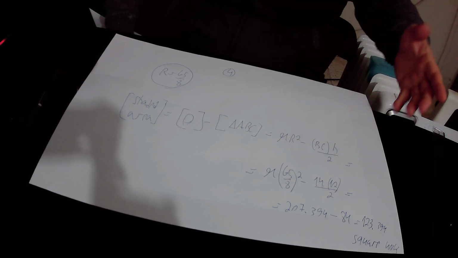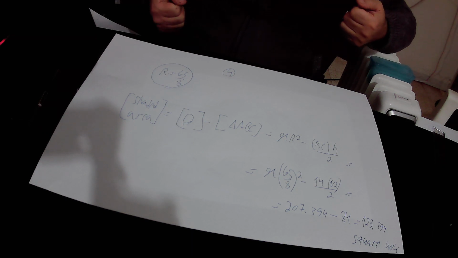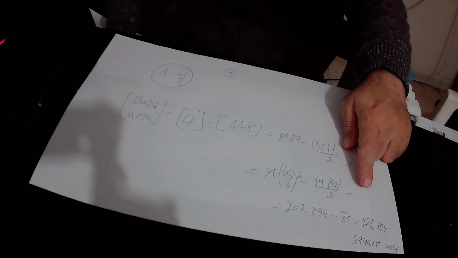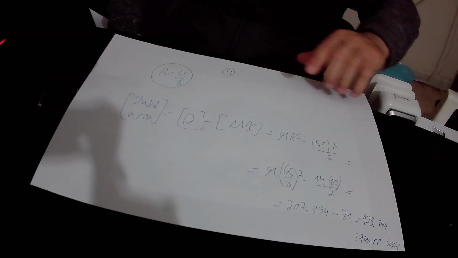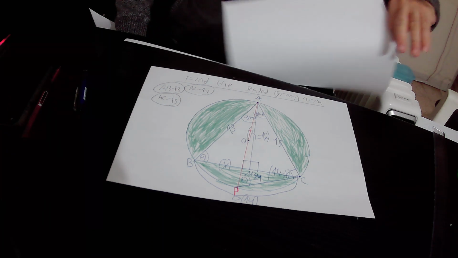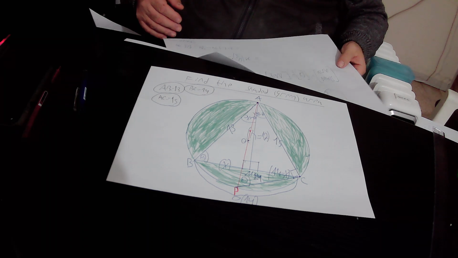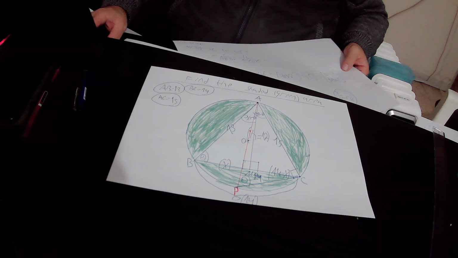And this expression in total equals 207.394 square units. So 207.394 minus 84 equals 123.394 square units. In conclusion, we found that the value of this shaded area equals 123.394 square units. And that is the answer to the question. Okay, thank you very much.